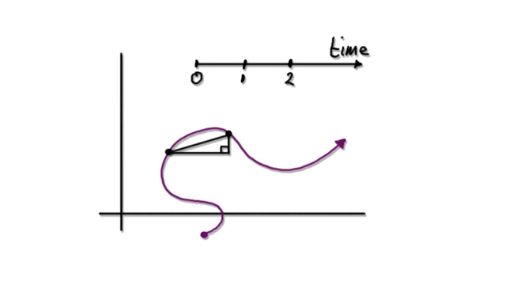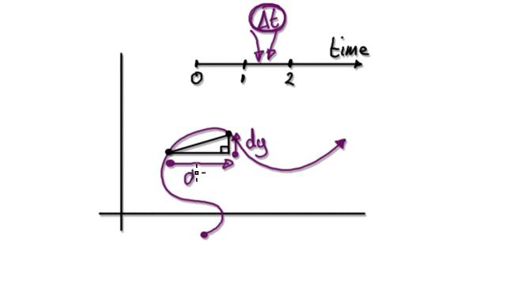So we can approximate that to this. A small increase in time, you can say that the particle has made a vertical distance of, let's say, dy. And then a small increase in time, you can say that the particle has covered a horizontal distance of dx. So a small increase in time, the particle has traveled this amount of distance.